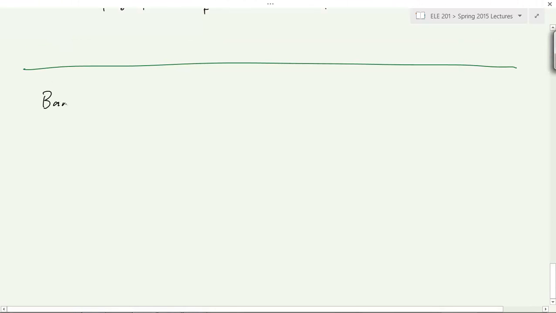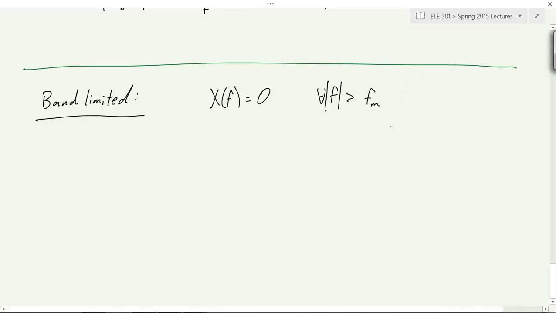Let's talk about something called a band-limited signal. A band-limited signal has the property that the Fourier transform is 0 if the frequency is too high, above some known maximum frequency. So this F_M, let's say, is the maximum frequency. Now, in general, when you're sampling, you don't know what signal you're sampling. If you did, why take samples? You know what it is already. You're taking samples of an unknown signal, but you may know that it's band limited.